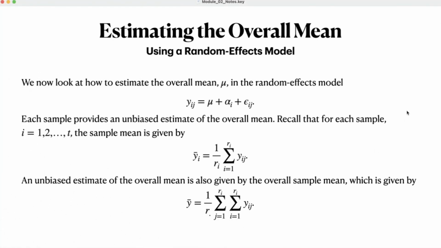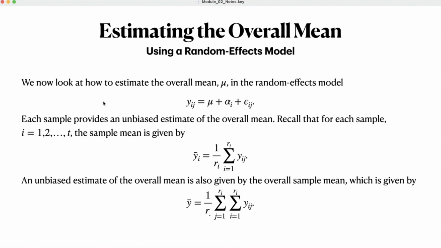Okay, now let's look at how to estimate the overall mean in a random effects model. Let's again look at the random effects model, y sub ij equals mu plus alpha sub i plus epsilon sub ij. In the random effects model, the alpha sub i's are random variables with expected value 0. The random error terms also have expected value 0. And so the only constant on the right-hand side, at least, is mu, the overall mean. So what we're going to be talking about is how to estimate mu, that overall mean.